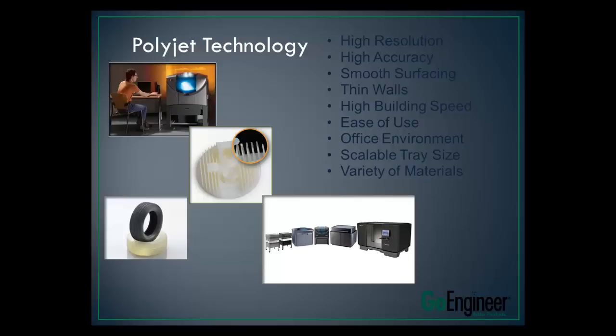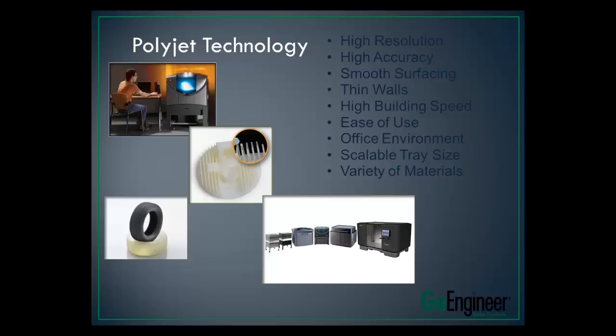Another great thing about the PolyJet technology is all in one print you can print overmolded parts. So you can print soft, flexible material right over or in or embedded or inside or outside of very hard material, all in one build.